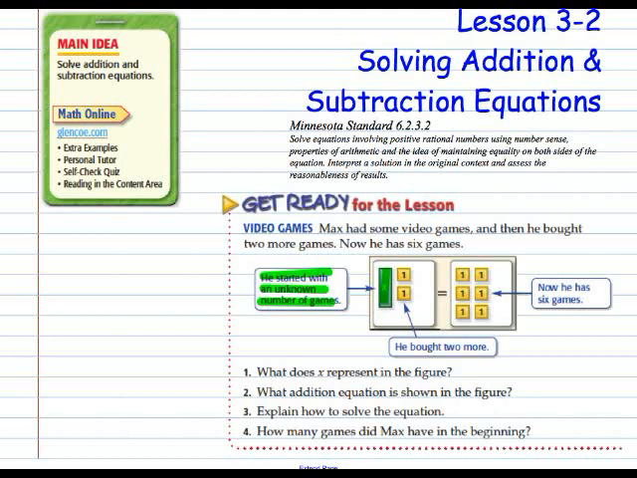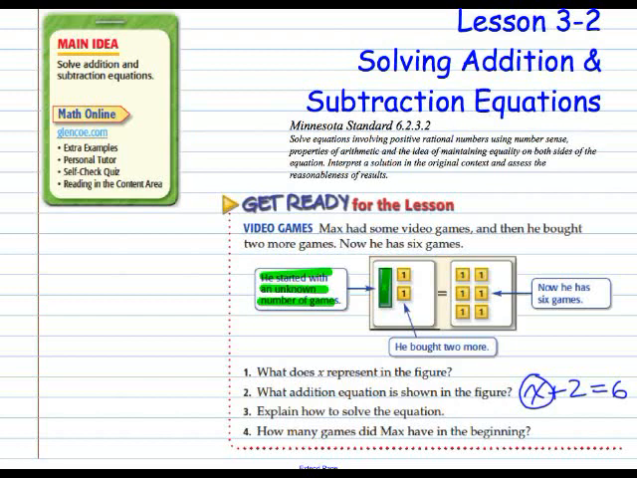What addition equation is shown in the example? It would be x plus 2 equals 6. Explain how to solve the equation. What we need to know is what x is. What value for x makes this statement true? How many games did Max have in the beginning?